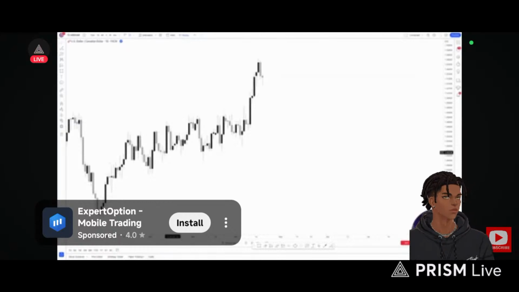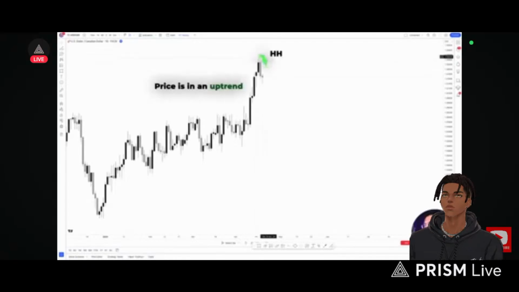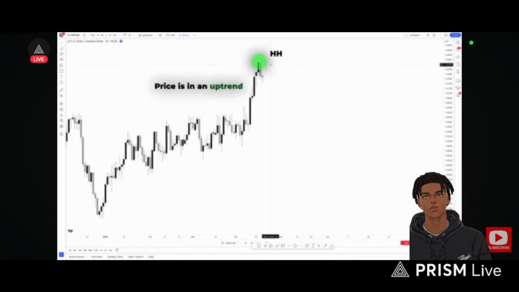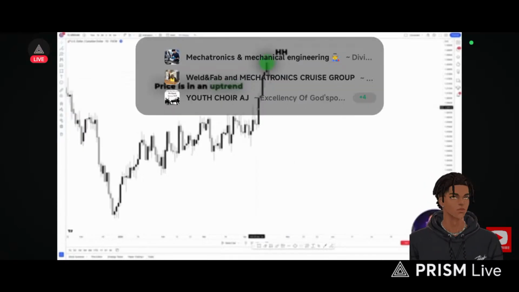We see that price is in an uptrend, creating the higher high, higher low, higher high, higher low, and right now is pushing and potentially creating another higher high. So clear as day, price is in a push phase. Price is not in a pullback phase, price is in a push phase, and price is in an uptrend.